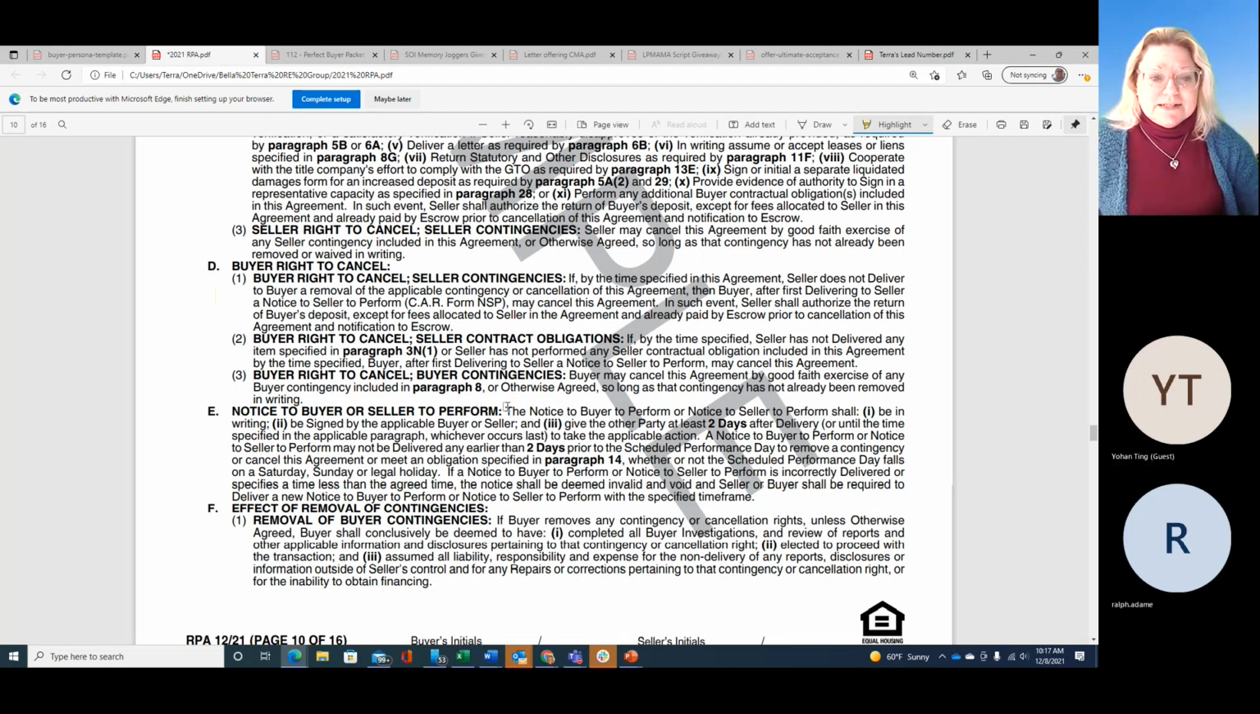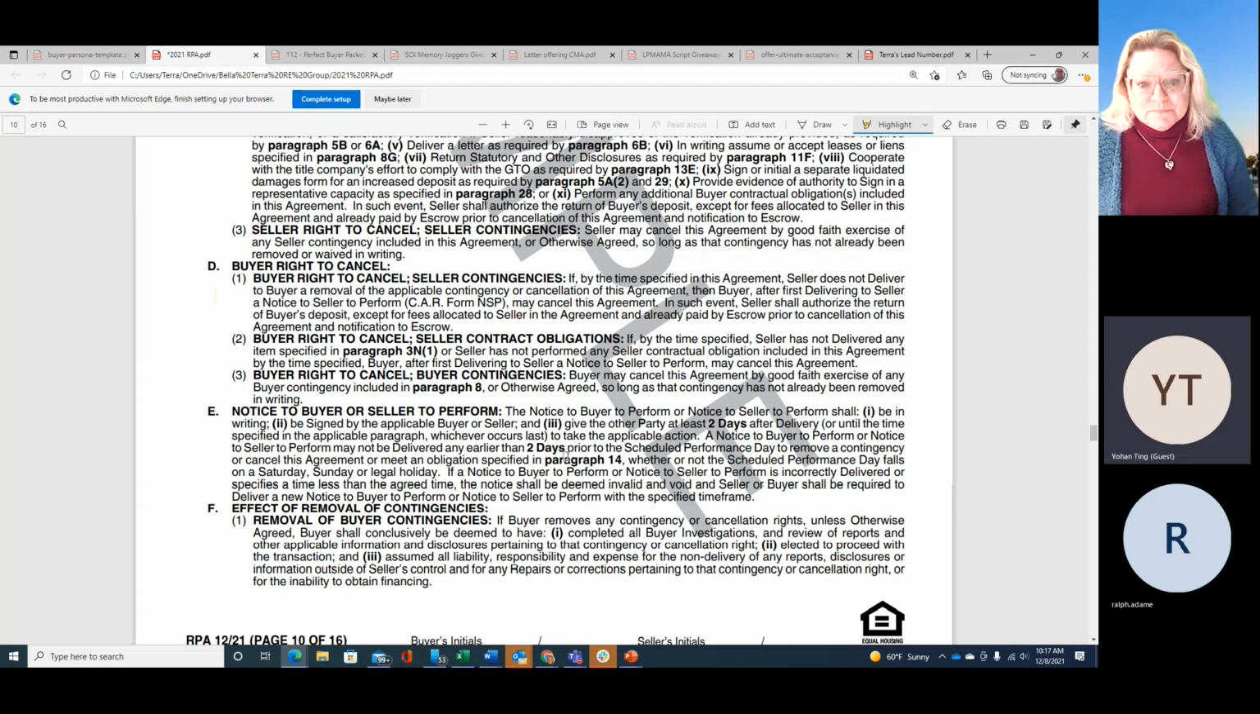Yeah, let's read this because the time frame has changed. So, Johan, you want to read the notice to buyer or seller to perform? The notice to buyer to perform or notice to seller to perform shall 1. Be in writing, 2. Be signed by the applicable buyer or seller, and 3. Give the other party at least 2 days after delivery or until the time specified in the applicable paragraph, whichever occurs last, to take the applicable action.